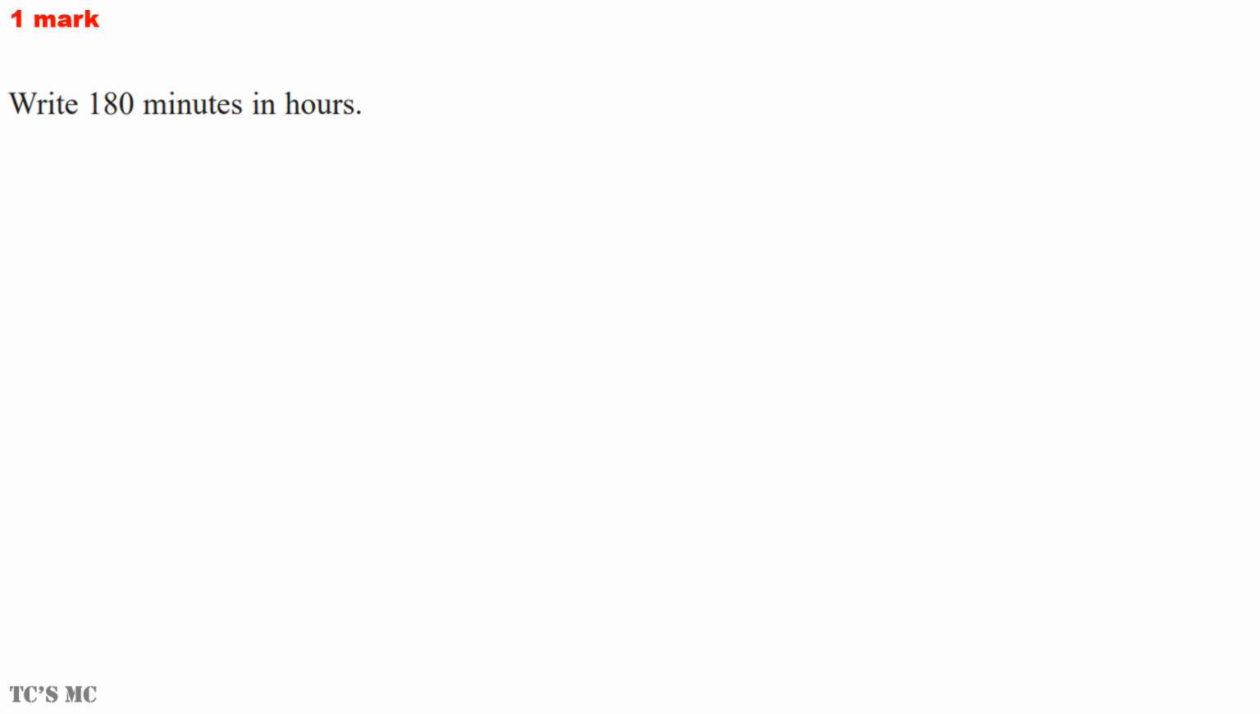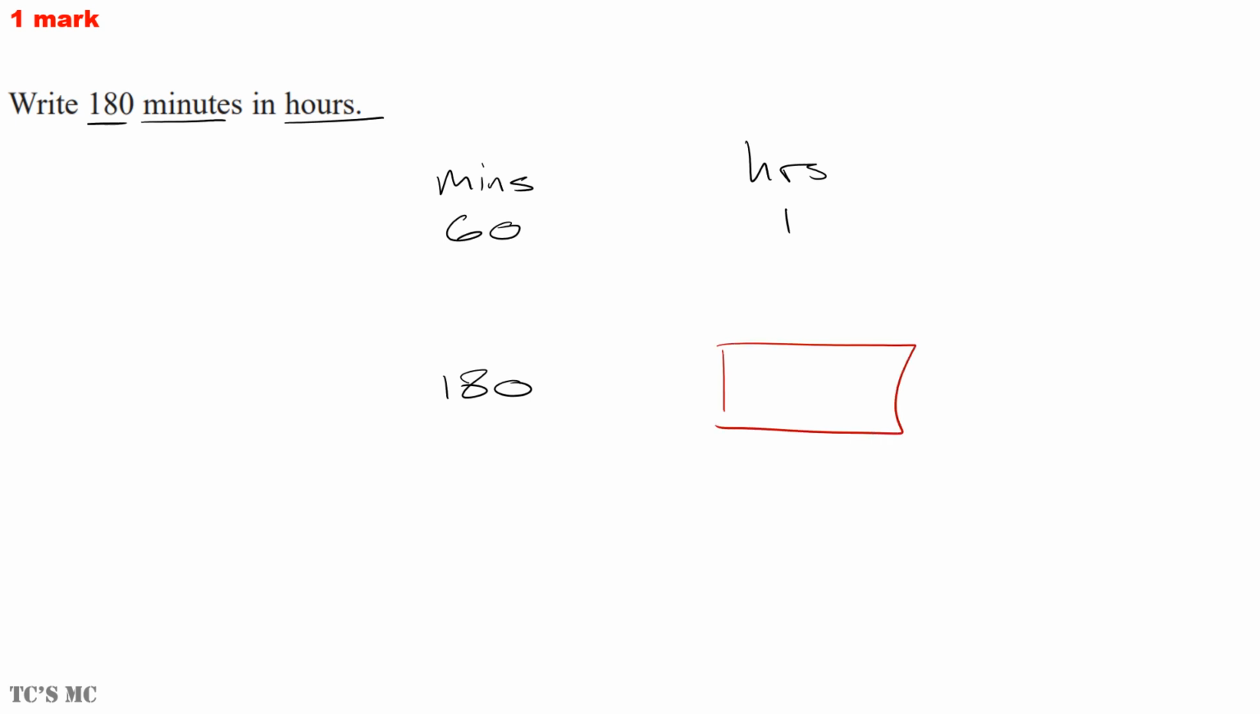Write 180 minutes in hours. For a question like this, my two units of measure are minutes and hours. So I've got two headings, minutes and hours. I know there are 60 minutes in 1 hour, and I've been asked to convert 180 minutes. I need to work out what would go in this box over here. I know that if I go across from 60 to 1, I need to divide by 60, and I'm going in the same direction, so I will do the same operation.